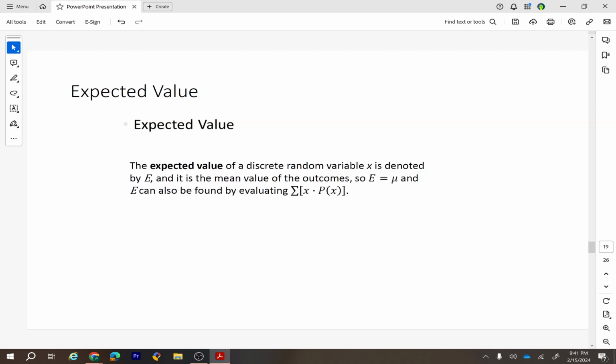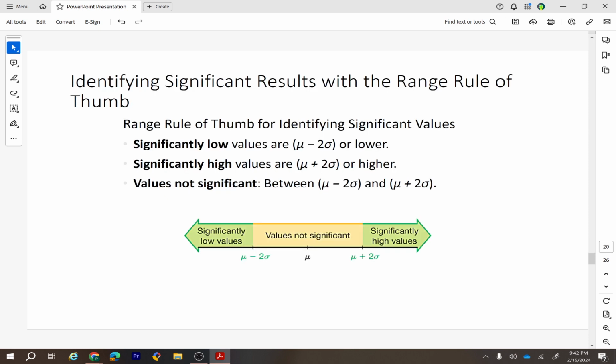There is one more terminology called expected value. Expected value means, in any scenario, what is your expectation? For any discrete random variable or any outcome, the expected value is actually the mean value of the outcomes. So whatever outcomes you have, what is the mean value of the outcome? That is called expected value, and this is the formula we can use to calculate it. I'm going to show you some examples here.